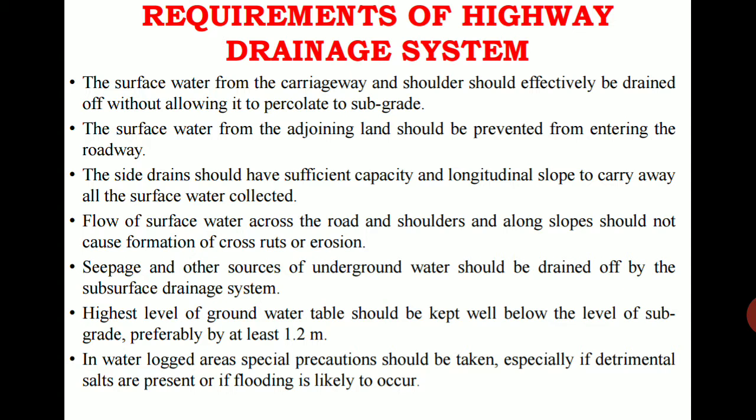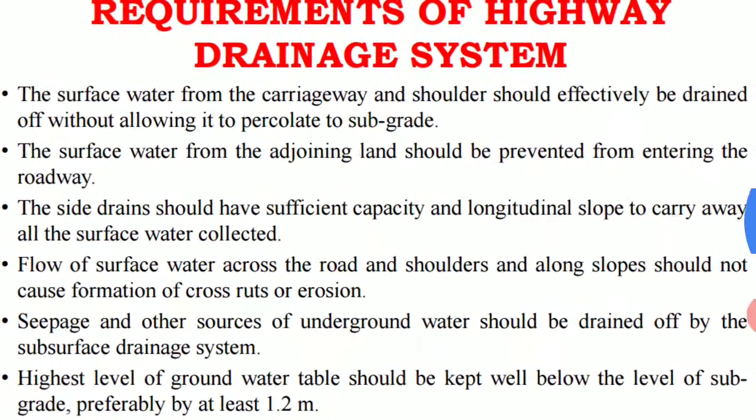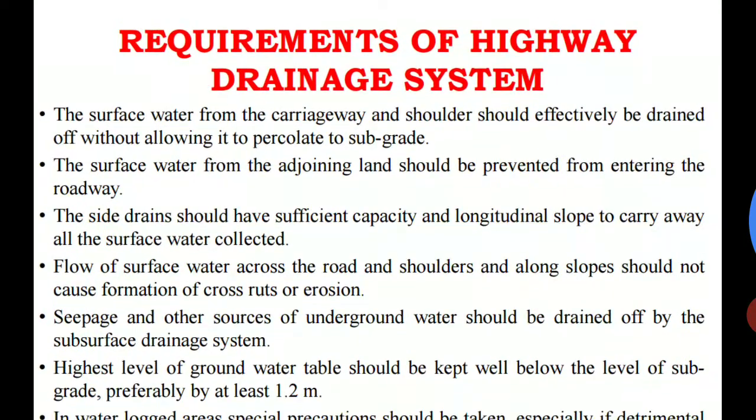So whatever water comes on the top layer, that is from the right of way, and even on the shoulder, that water has to be drained off easily, so that it does not reach the next layers and, at last, the bottommost layer, the subgrade. Before reaching the subgrade we need to drain it off, so that it does not react with the subgrade soil there. And the second point, the surface water from the adjoining land should be prevented from entering the roadway, right?